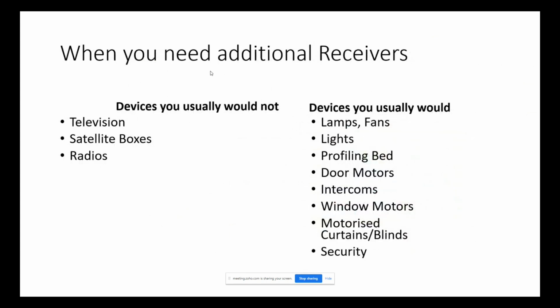Traditionally, things you would not need any extra hardware for would be things like televisions, satellite boxes, and radios, because they all come with remote controls, and we just take those signals and learn them into the system. If you wanted to control things like lights, lamps, door motors, or intercoms, you may need a bit of extra hardware. Your communication device and the software may not be enough to control it, so you may need to add a few extra pieces.